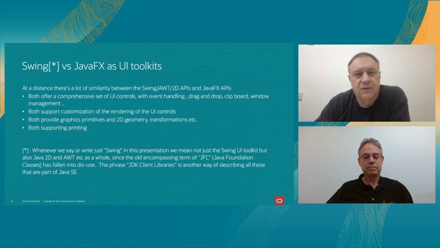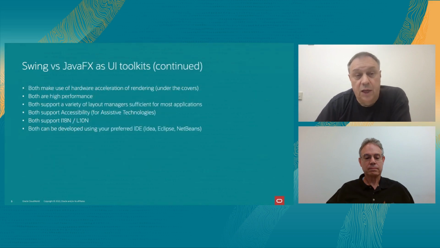So from a distance, there's a lot of similarity between Swing and FX. Both offer a pretty comprehensive set of user interface controls. You have all the things you'd expect: event handling, drag and drop, clipboard support, window management. You can customize how these UI controls are rendered. Both of these APIs have graphics primitives, 2D geometry, transformations, both support printing, and to continue on, both under the covers make use of the appropriate hardware acceleration for the platform.